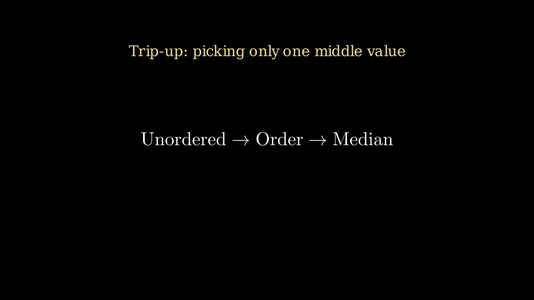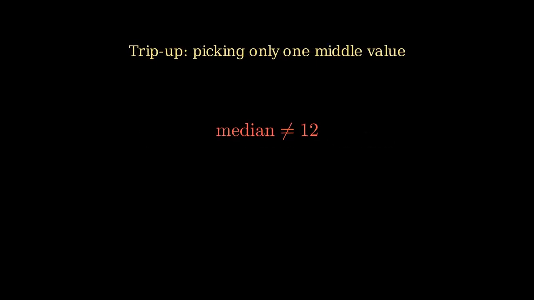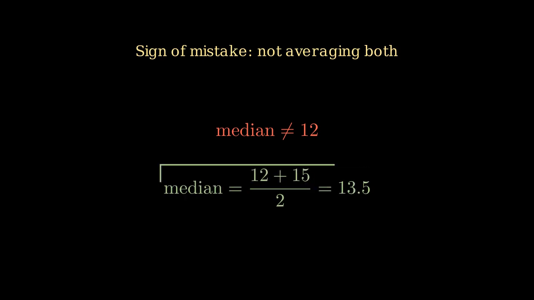Now, a very common trip-up. When there is an even number of values, learners often pick just one of the 2 middle values and call that the median, instead of averaging both of them. Watch out for this sign of a mistake. If your count is even, you must add the 2 middle values and divide by 2, never just pick one.